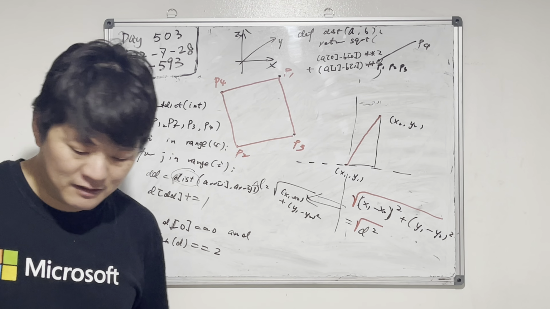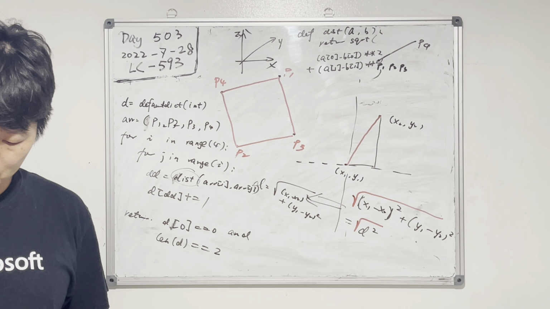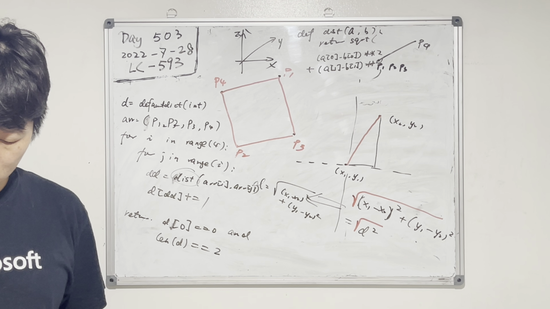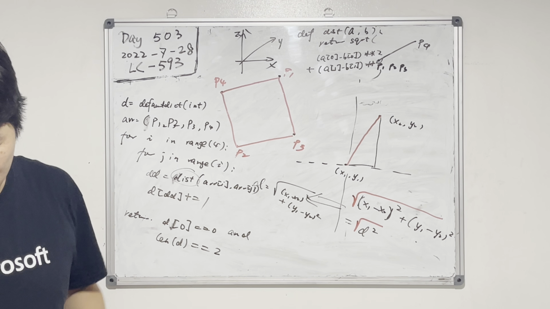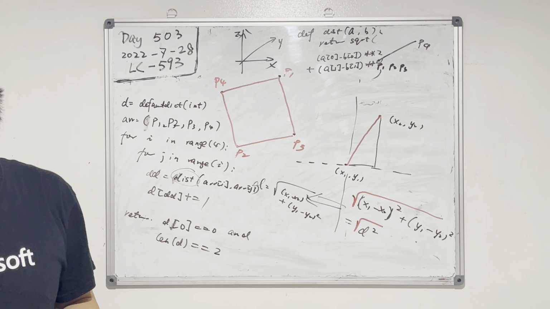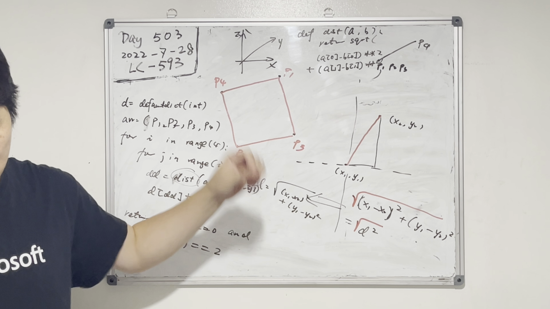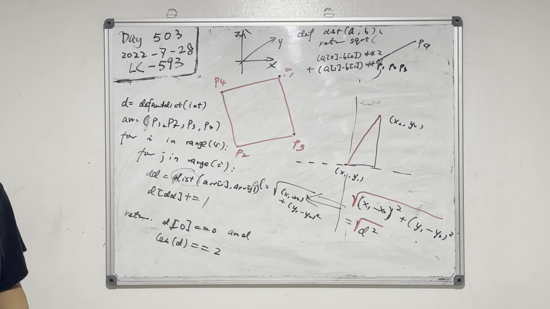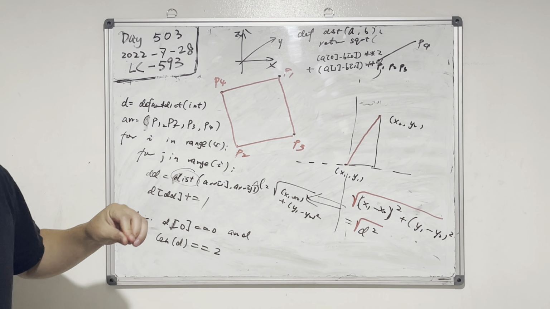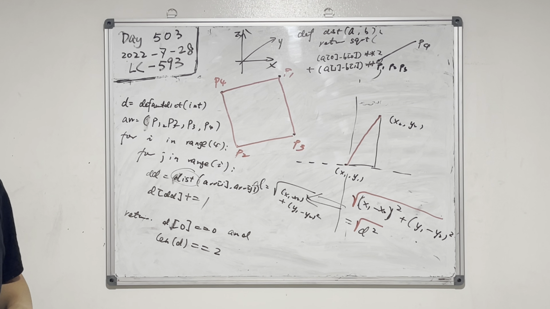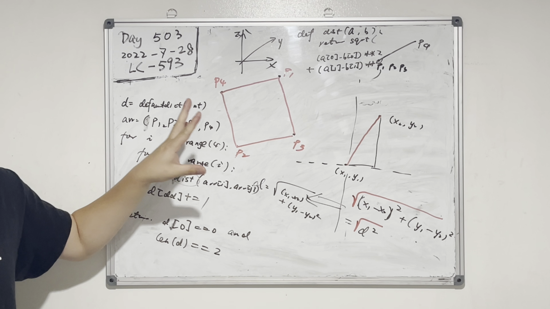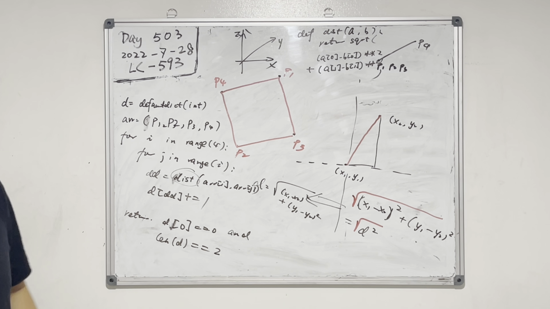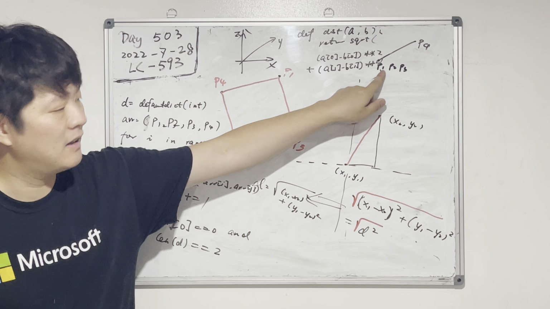What have you learned today? Learned about the valid square. We are given 4 points and we want to check if we can make a square out of these 4 points. So how do we check? We count the edges, the distances between the vertices. If it's a square, how many kinds of distance do we have? 2. But also there's a very special case we have to rule out, which is this one.